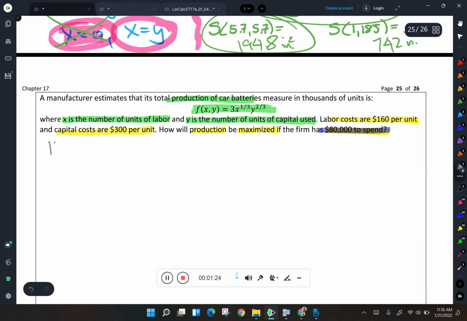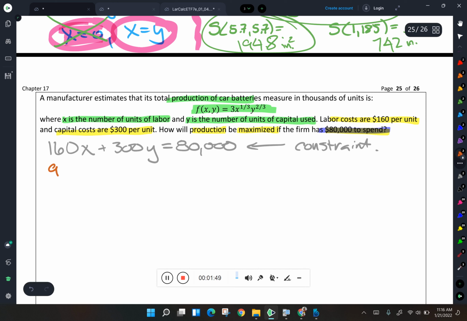So the $160 for every unit of labor plus the $300 for every unit of capital must work out to be $80,000. And then that's going to be my constraint equation. Right? All right, if that's my constraint equation, then my function g of x, y will be equal to 160x plus 300y minus 80,000.